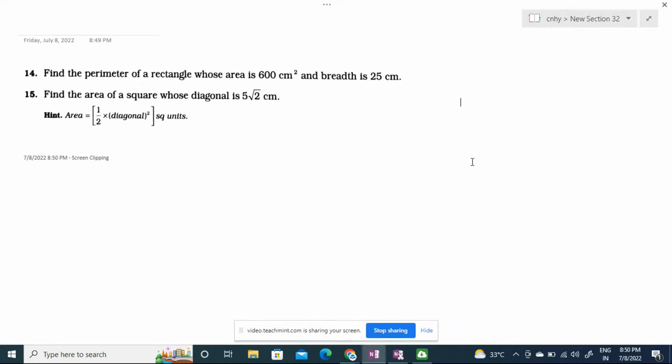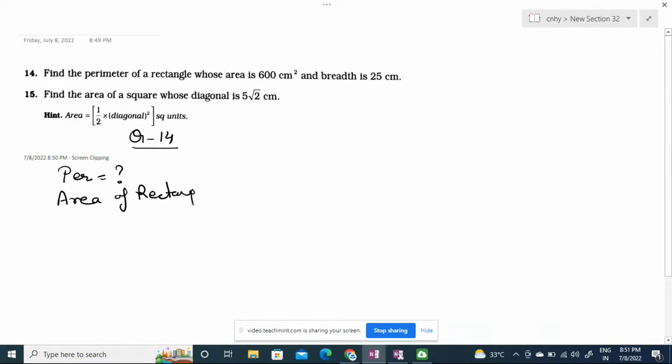After perimeter, we have to find an area given, that is the reverse one. Now, question number 14. We have to find the perimeter, and the area of the rectangle is given. Area of rectangle is 600 centimeter square, and the breadth of the rectangle is 25 centimeter.